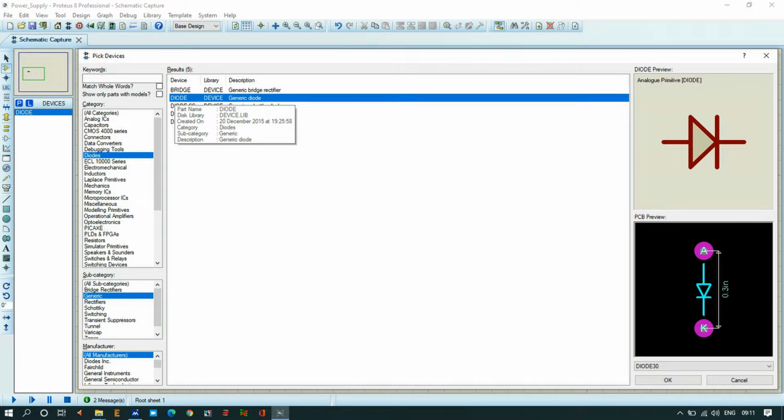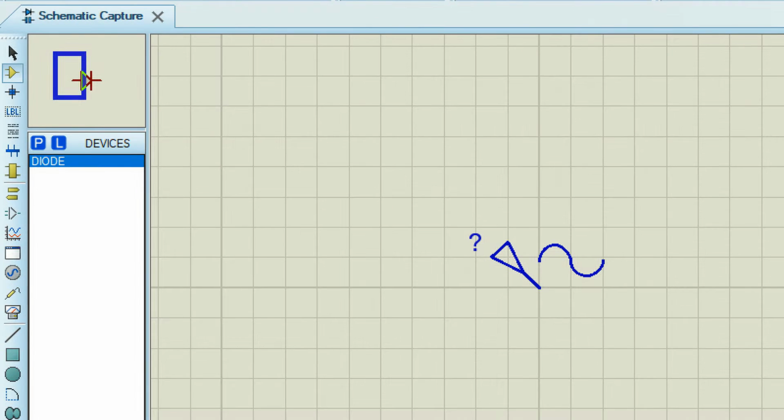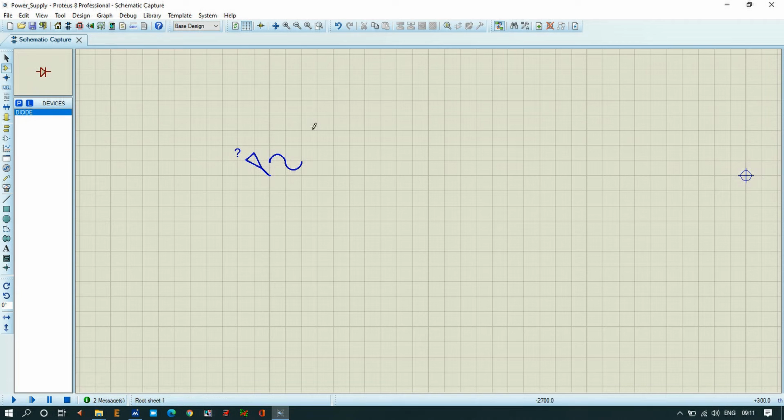If you double click here, the component will come and sit in this list. You can see the diode has already come here when you double click on the component. So press escape, it will go off, and now the selected component is diode. You can see the preview picture here. Click inside, so the diode will come. So I'll place the diode here.